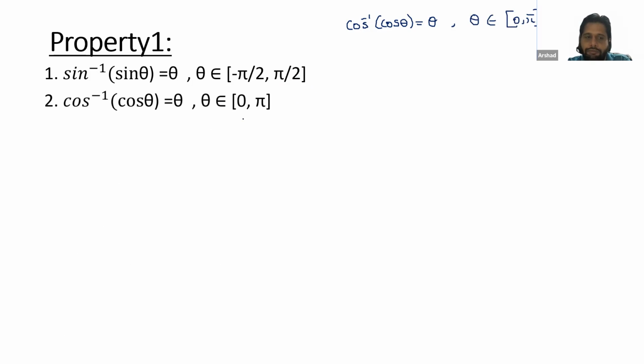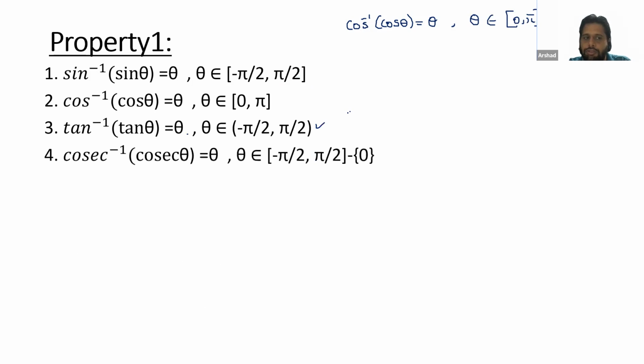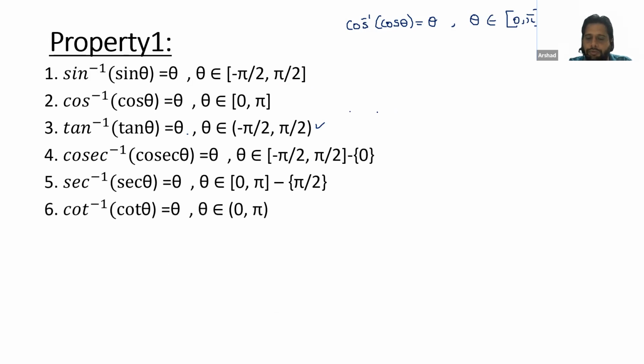Similarly, for all these formulas, for example, tan inverse tan theta should be theta, and this should belong to the principal value branch. Similarly the fourth one, next the fifth, and similarly the seventh one. You will always get theta, but theta should always belong to the principal value branch. Okay, so all of you, please note this down. Let me know once it is done, then we will do the proof of the first property.